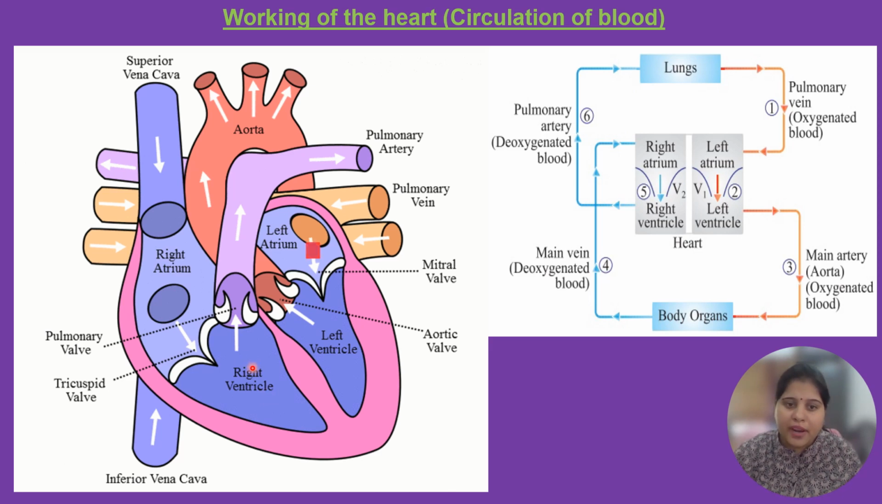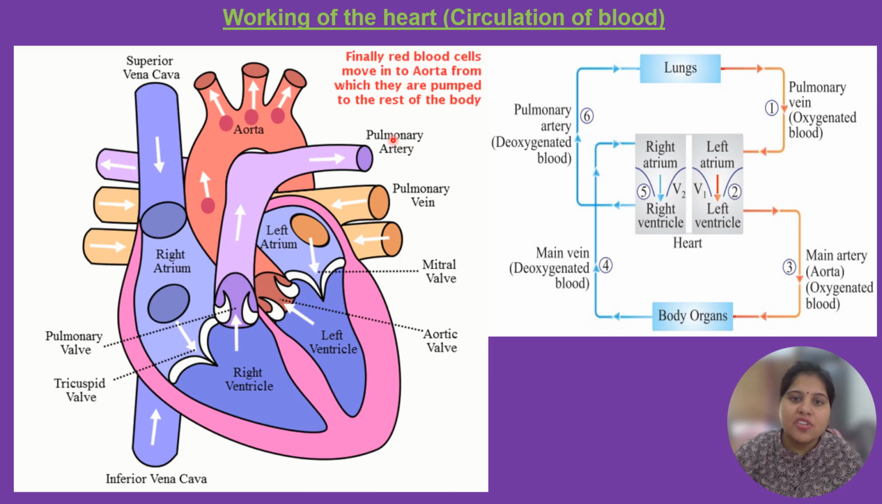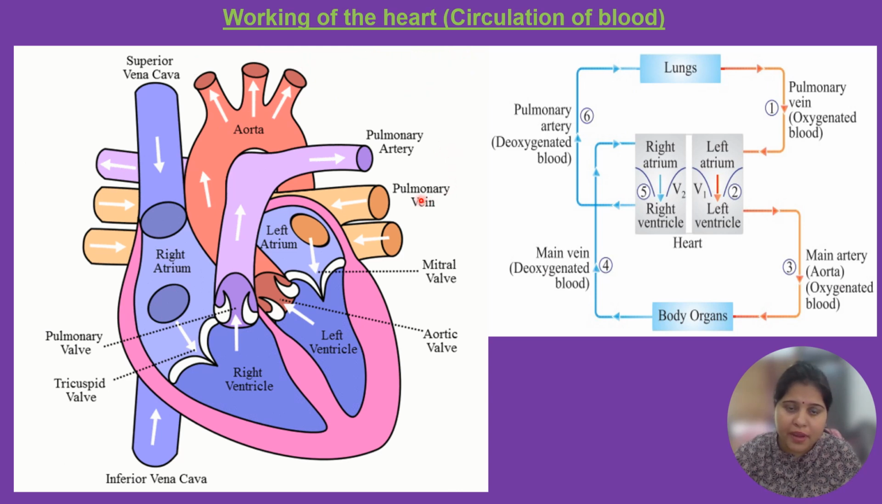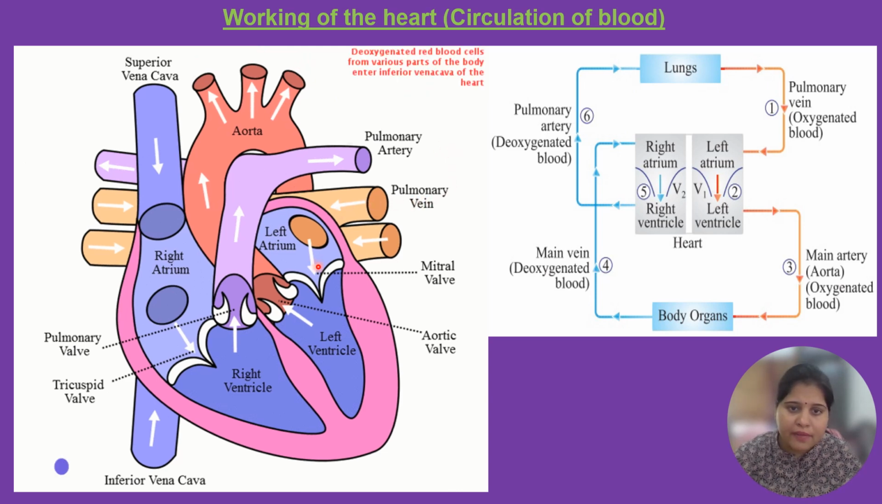Now the right ventricle contracts and through the pulmonary artery blood flows toward the lungs. Why? For the oxygenation of the blood. Now again, oxygenated blood through the pulmonary vein enters the left atrium. Now, while receiving the blood from the pulmonary vein, the left atrium relaxes.